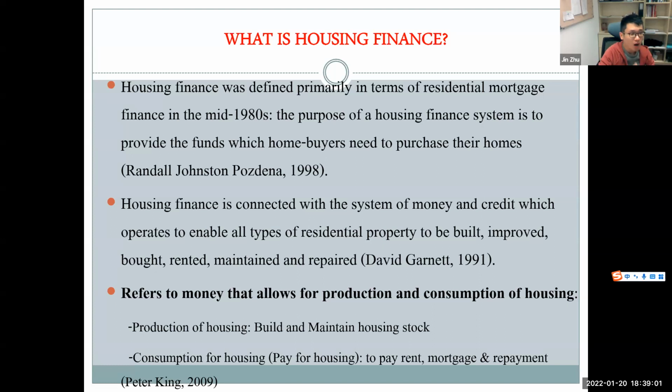So it's not just for buying a house. It is used for individual buyers, so it's an issue of housing purchase. But developers need to build housing projects, and the government may need to build public housing estates. So they also need to raise some funds, right? So it is a money issue. It refers to the money that allows for production and consumption of housing. Production of housing means building and maintaining housing stock, by developers in both the private sector and the public sector. And consumption of housing means paying rent, mortgage, and repayment.